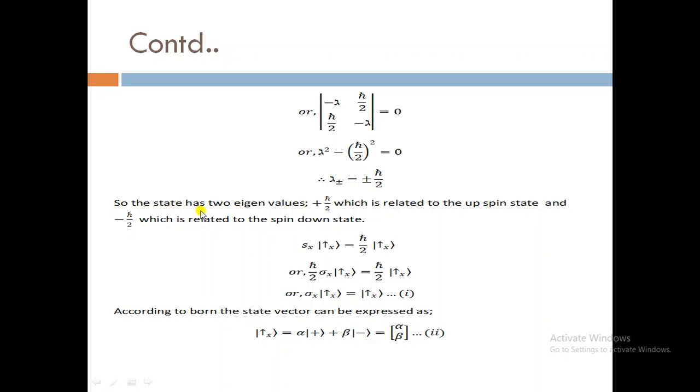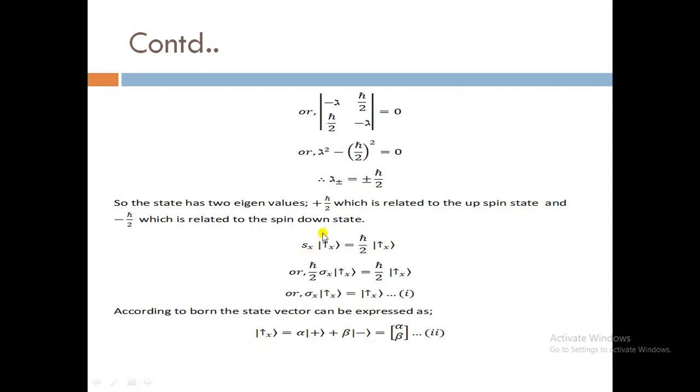So the state has two eigenvalues, yes, as we have found here. It has two eigenvalues: plus h cut by 2, which is related to the up spin state, and minus h cut by 2, which is related to the spin down state. Okay, so for up state, Bohm assumed up arrow x, up arrow x. This up state has eigenvalue h cut by 2 according to this.